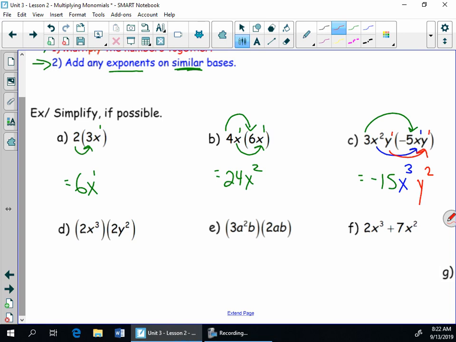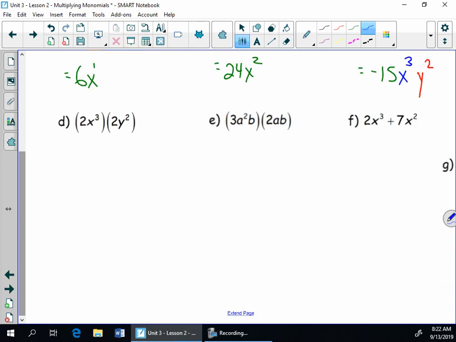We'll try the next set. 2 times 2 makes 4. I've got x's, but I have no other x's. I guess I just got my 3 x's. I've got y's, but no other y's. So I've just got my 2 y's. They have different bases. They cannot be combined together. They're different letters.